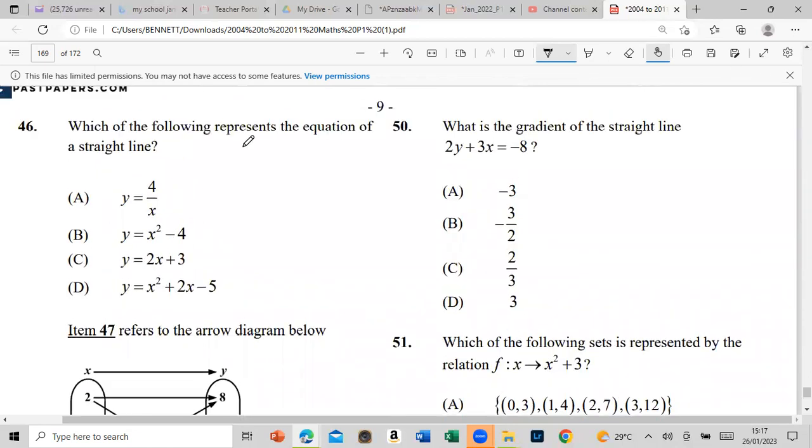Which of the following represents the equation of a straight line? That is this. I don't need to elaborate on that. Every straight line is in the form y equals mx plus c.